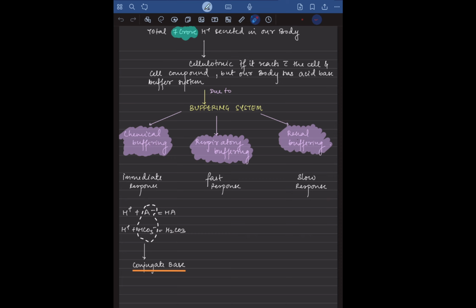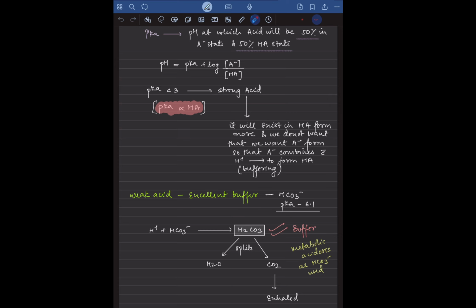So as we are aware, there is an acid, that is H plus, and there is a base, which is actually causing HA, right? So there is this H plus, and this is the bicarb, and this is the H2CO3 which is being created. So this is a conjugate base, right? Now, when it comes to the pKa value, it is the pH at which the acid will be 50% in the A minus state and 50% in the HA state. So that is the pKa value. So pH is equal to pKa plus log of A minus upon HA.